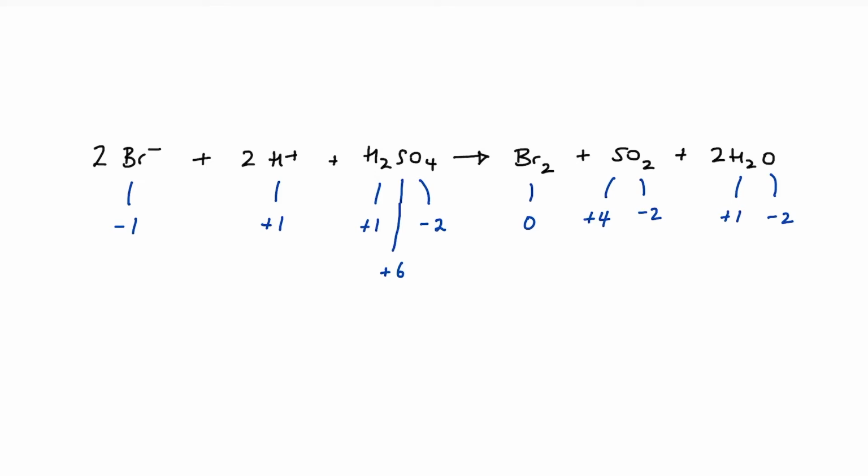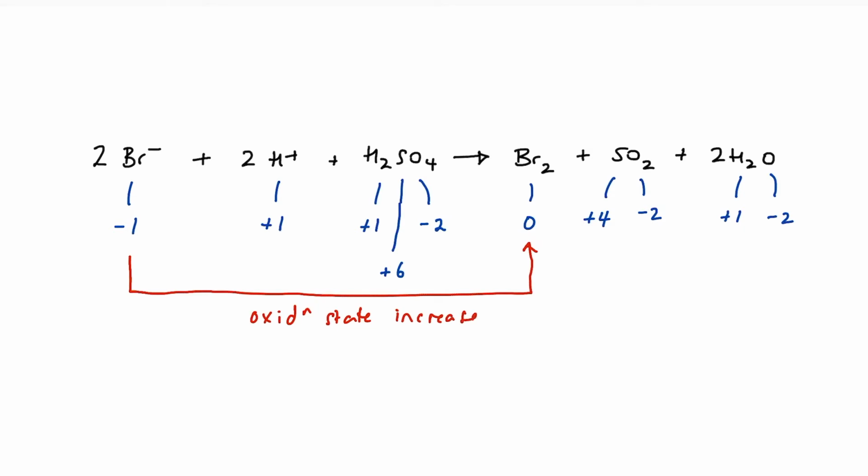So, oxidation is when an element has an increase in oxidation number or oxidation state during the course of the reaction. So let's look here. I've got bromine. Bromine starts off at -1 and it ends the reaction at 0. So we can say that the oxidation state or number has increased. So this is definitely oxidation. So oxidation is an increase in oxidation state during the course of the reaction.